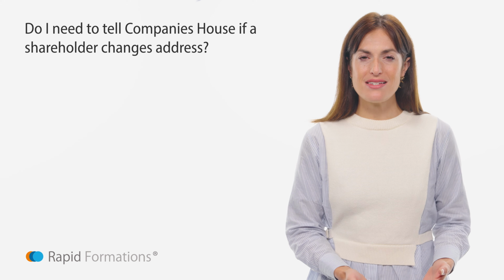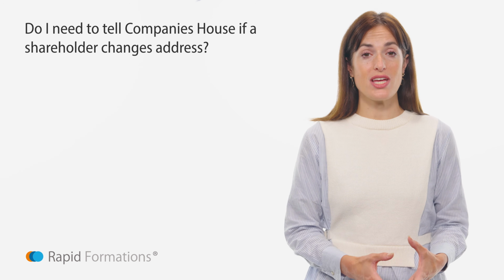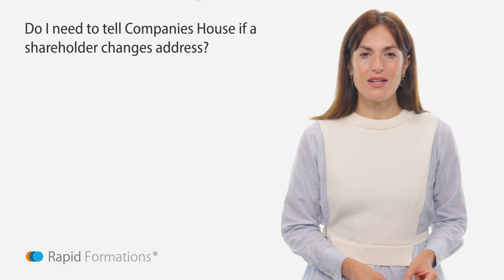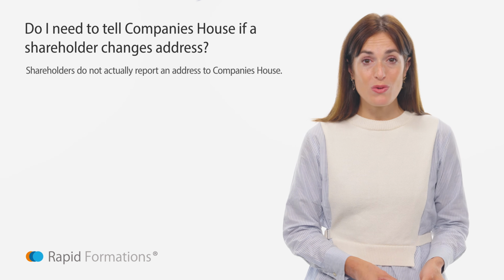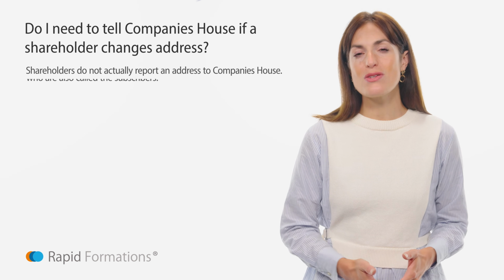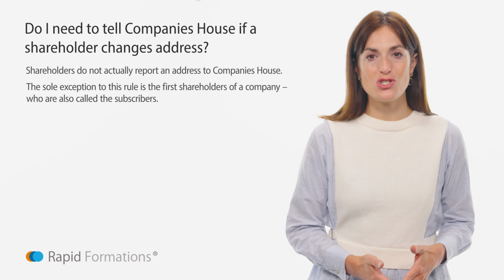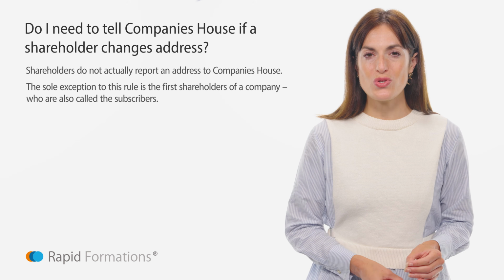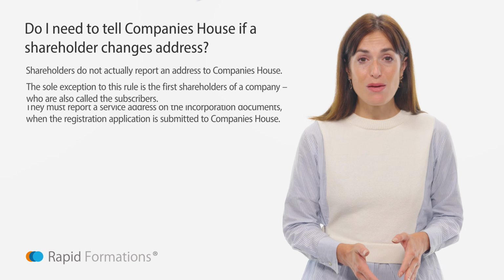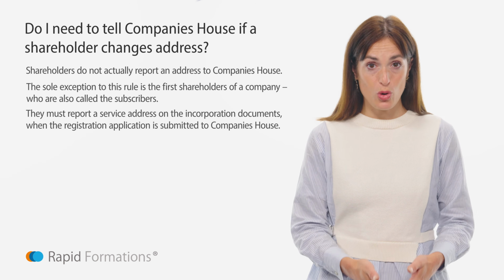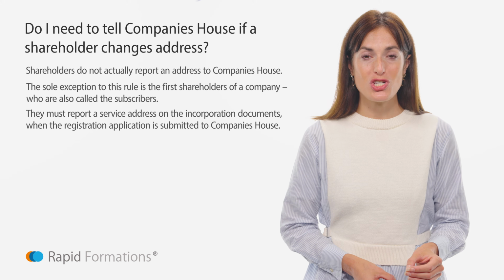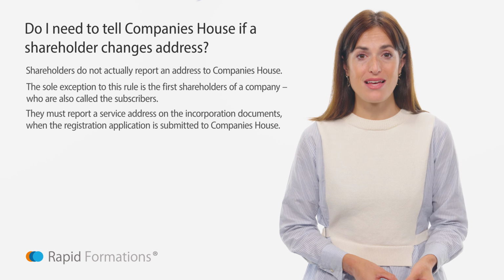Firstly, do I need to tell Companies House if a shareholder changes address? Like we said earlier, shareholders do not actually report an address to Companies House. The sole exception to this rule is the first shareholders of a company, who are also called the subscribers. They must report a service address on the incorporation documents when the registration application is submitted to Companies House.